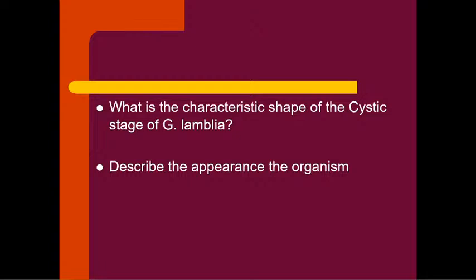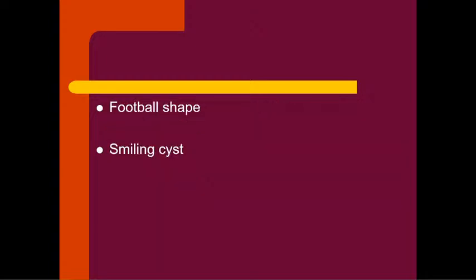Okay? It's not all the time football shaped. Sometimes it looks like a sphere. But the most important thing that you need to take note of is that it has a slight curve that makes it look like it's smiling at you. That's how biologists or parasitologists in the past described it. Okay, so the word smiling cyst. If you see something with the word smile on it, or just a cyst with a slight curve resembling a smile or a grin, okay, that is automatically Giardia lamblia.